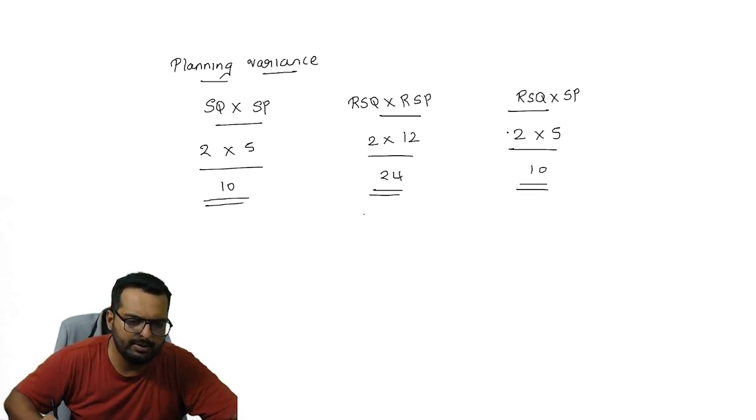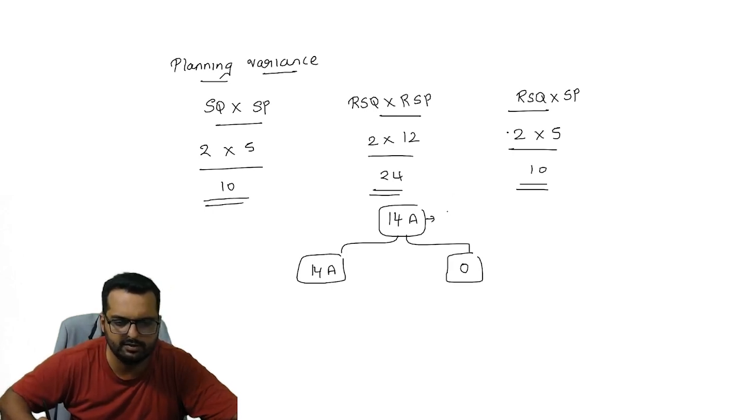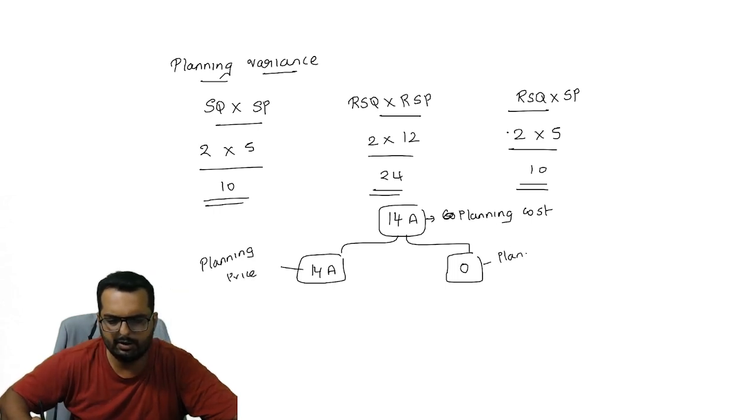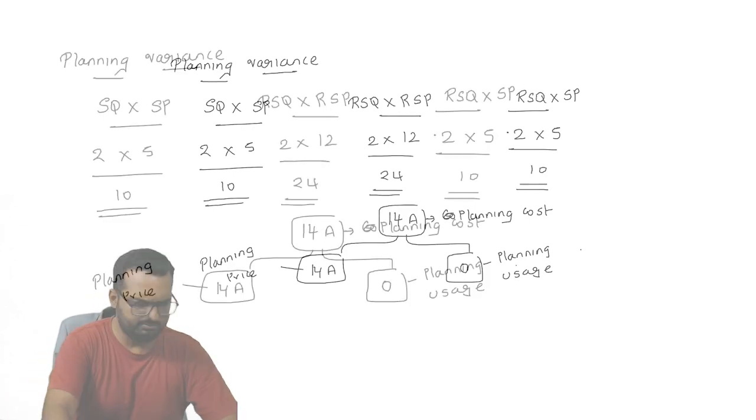Alright. So now what will be the first variance that you get over here? 10 minus 24. Do I get the answer as 14 adverse? Inside this, 10 minus 10 is 0 and 10 minus 24 is again 14 adverse. It is mainly due to price, and due to quantity it turns out to be 0. This is the planning cost variance. This is planning price variance. And this one is planning usage variance. Can you write down this in your books now?